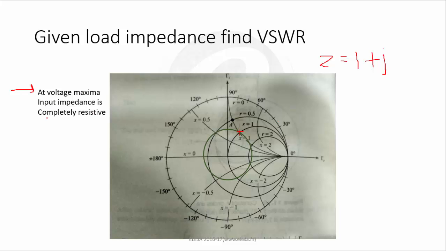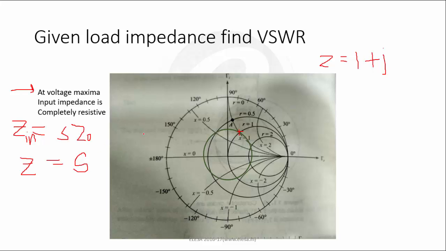At voltage maxima, input impedance is completely resistive and its value will be equal to S times Z0, where S is the standing wave ratio and Z0 is the characteristic impedance. So, since Z input is equal to S times Z0, if we take this term to the LHS, we get Zn upon Z0, which is the normalized impedance, equal to the standing wave ratio. So the normalized impedance is equal to the standing wave ratio.